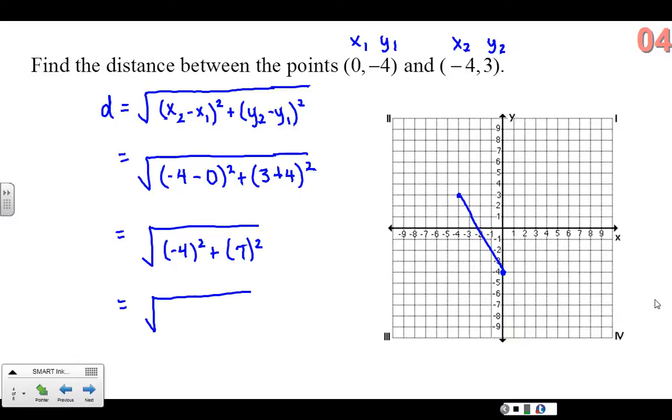Negative 4 in parentheses squared comes out to be 16. And then 7 squared is 49. So our distance is actually the square root of 65. And in this problem, again, I cannot simplify the square root of 65. We know that would be a little bit over 8 units in length, but they're probably looking for the exact answer, which is the square root of 65.